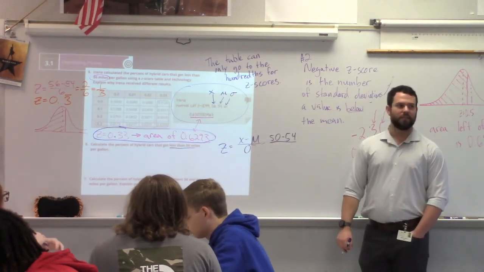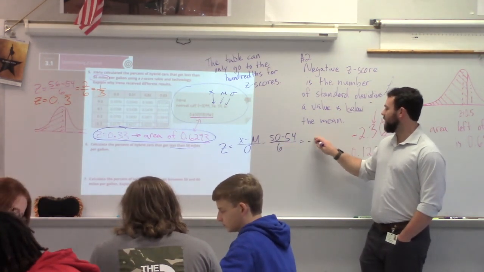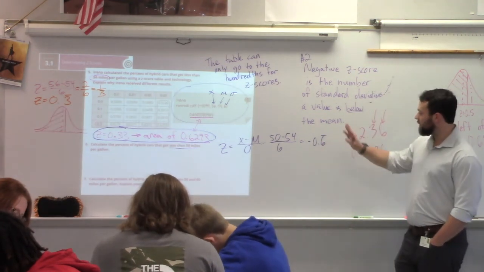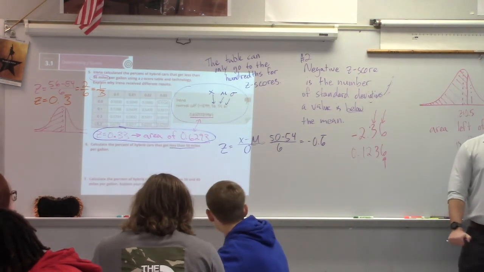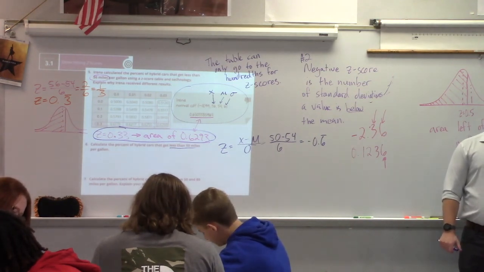Okay, less than 50. It's in the directions. Divided by the standard deviation of 6 gives me negative 0.6 repeating. That's just the fraction formula. So that is my z-score right there. Where did 54 come from?